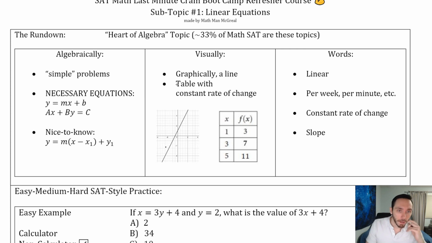Yeah. Let's see. So visually, we can see that it takes on a line as a graph. We might see a table. And some words to look out for: linear. The SAT will sometimes tell you, okay, hey, this is a linear function. It uses that word. If you see per week, per minute, per year, that's usually a slope, a constant rate of change. And those are the other two words that are necessary for that.